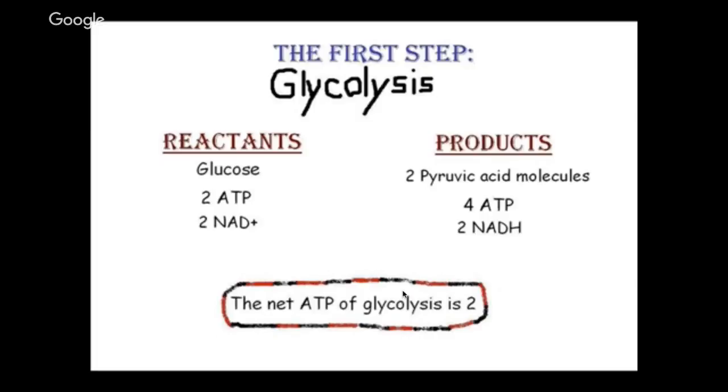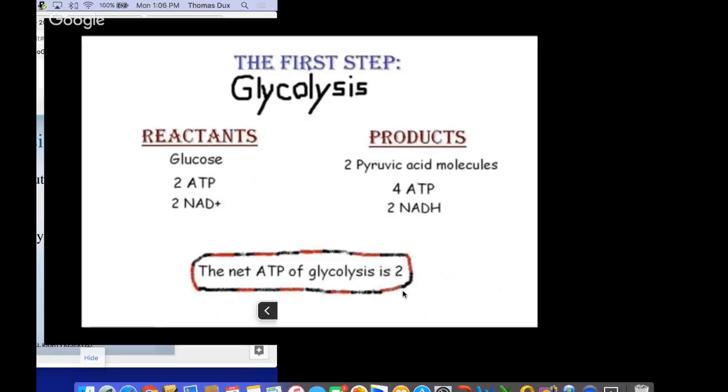So B-Money just went through and discussed how we go from glucose, we got energy that's expelled, but then there's also energy that's made, and then these carrier molecules are also made to carry the electrons, but we get pyruvic acid, which is then going to turn into the Krebs cycle. Any questions on that?